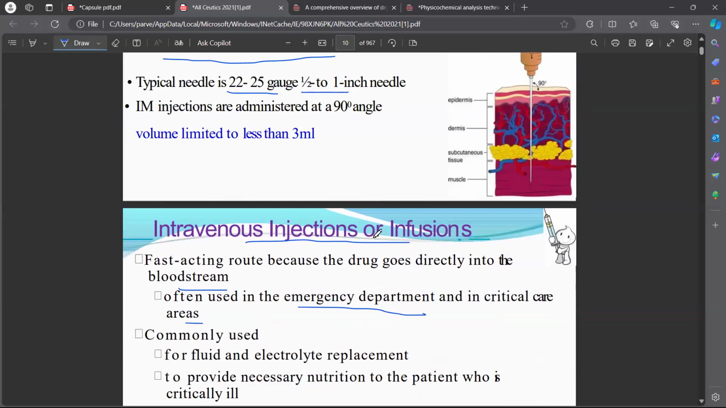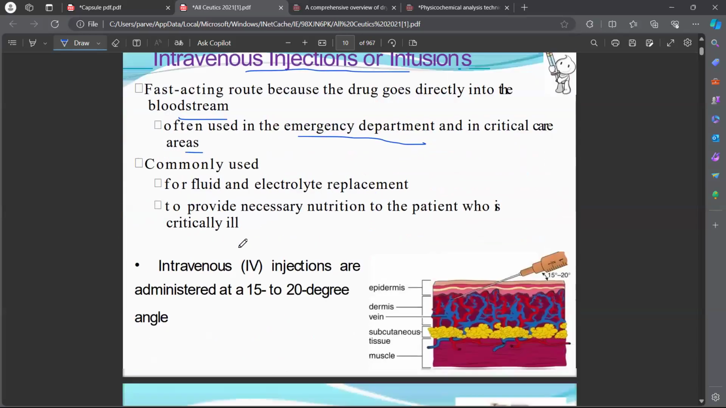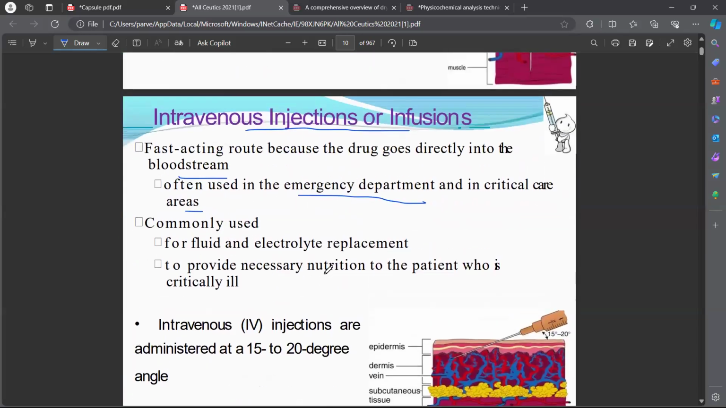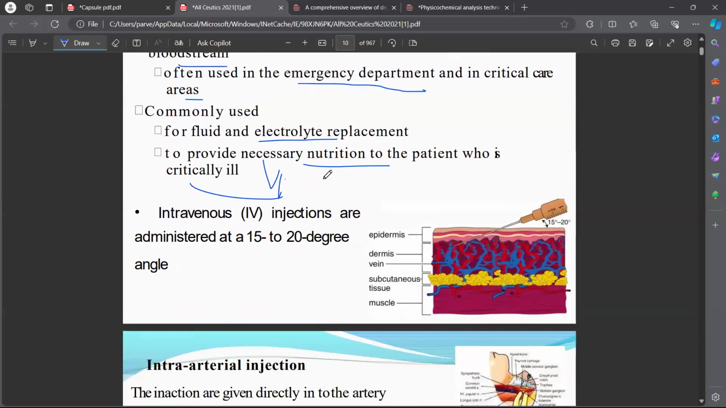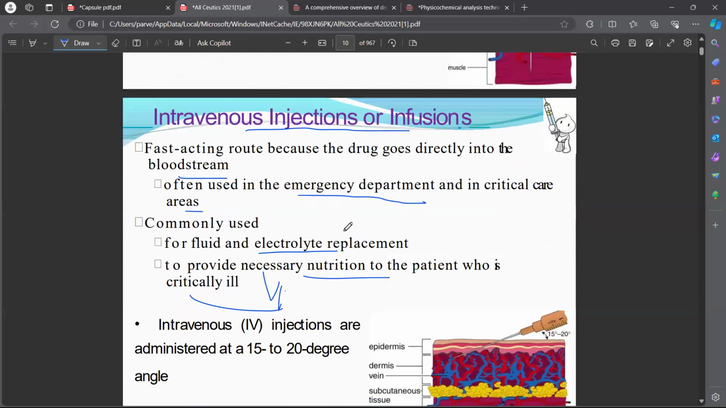Provide me the angle of the intravenous injection, guys. I'm not talking about intramuscular. Yes, 25 degrees. Nice, guys. Generally 25 degrees is used for fluid and electrolyte replacement. It is also used to provide vitamins, minerals and nutrition to a patient who is critically ill.